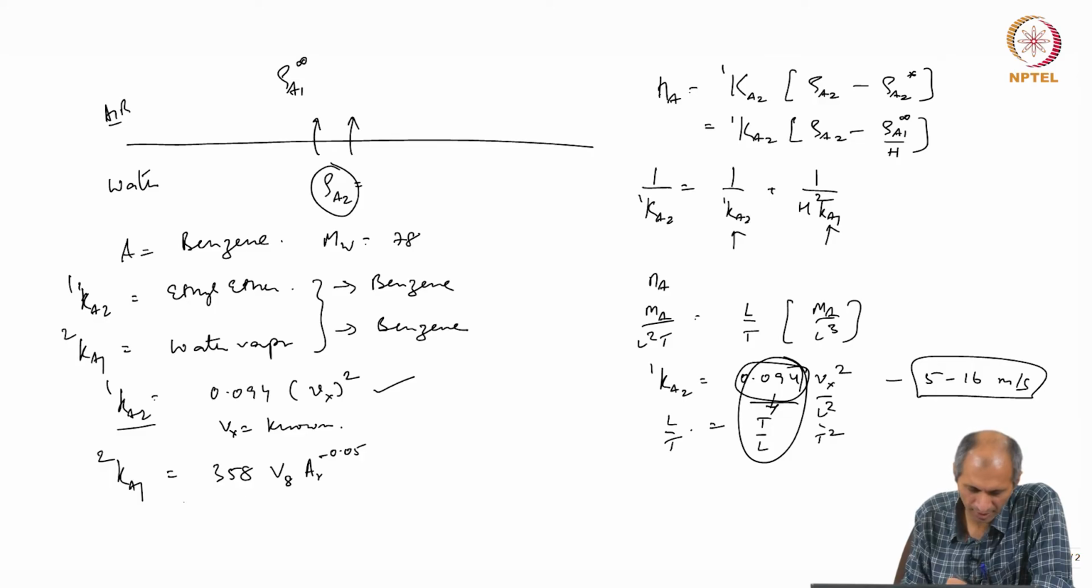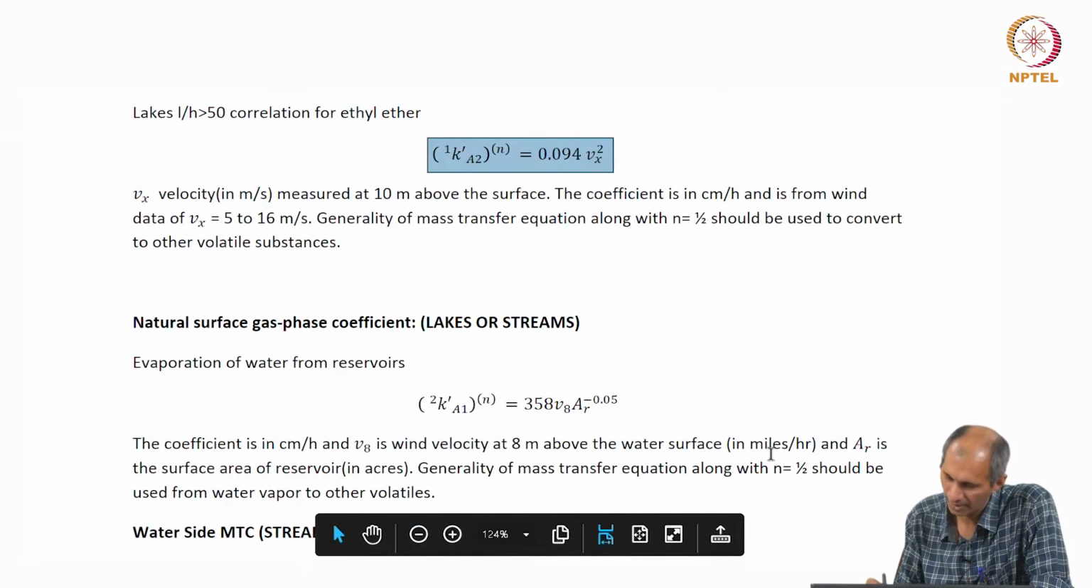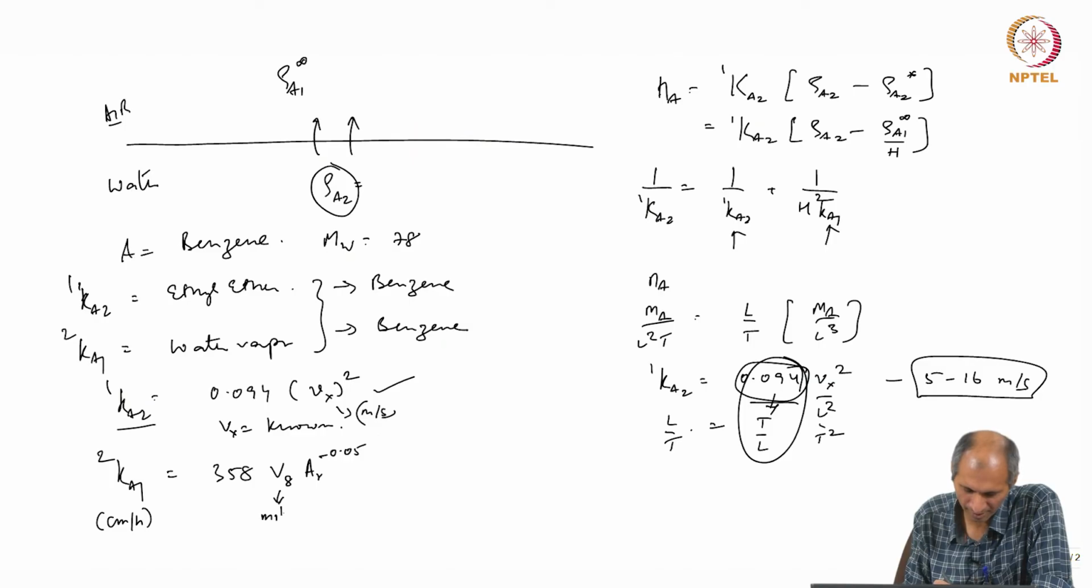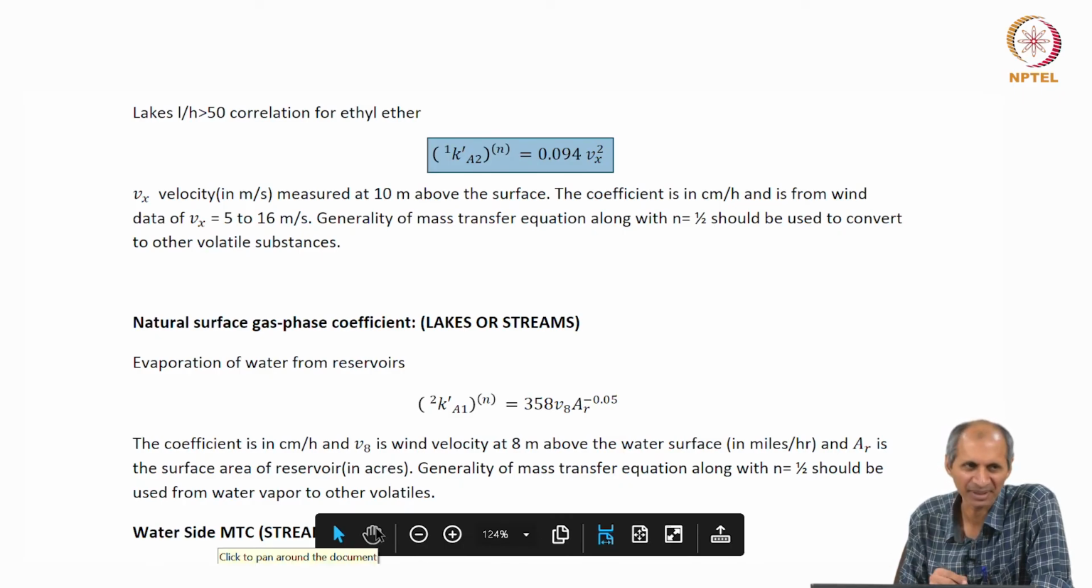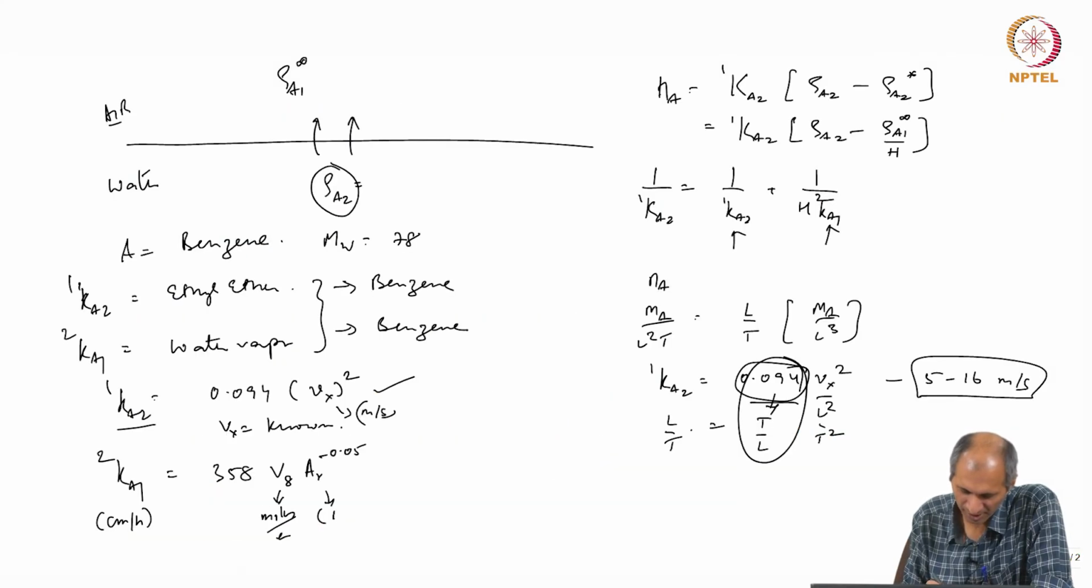and you notice that the mass transfer coefficients are all in centimeters per hour, the velocity is in meters per second in this equation, and the velocity here is in miles per hour. So, I am just giving you an example: this is miles per hour, and the area here is in acres. I do not even know the conversion for acres, you have to go and check what acres is. So, it is all over the place, and you have to worry about these things. This is acres, and then again this is for water vapor only.